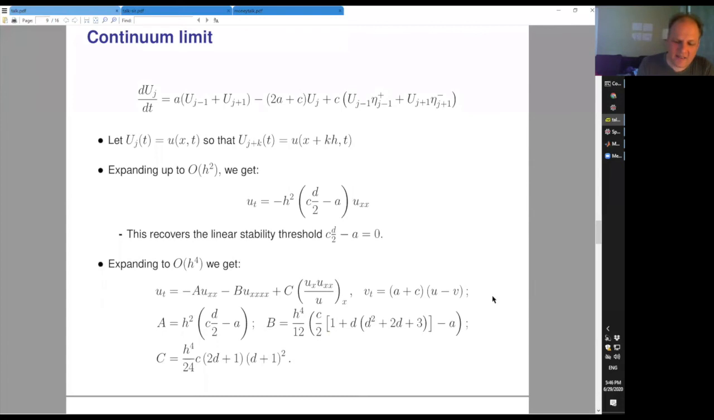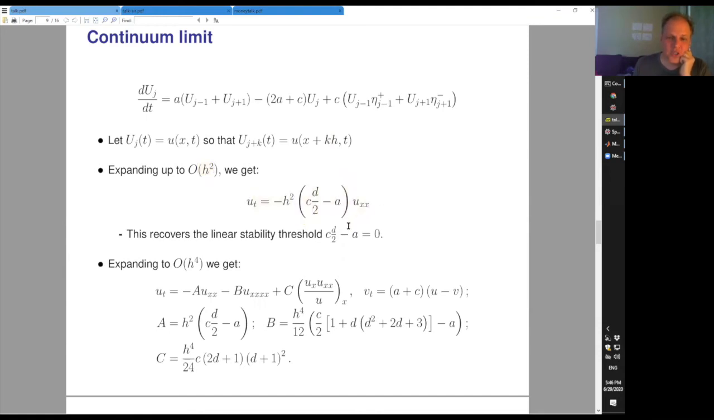Okay, so the next step is to look at the continuum limit. To do the continuum limit, we treat this as a difference discretization of some underlying PDE. In other words, we just expand in Taylor series. Let u_j equal u of x and t, and u_{j+k} is u of x plus k times h, where h is the spatial discretization. To leading order, expanding to order h squared, we just get the heat equation or the diffusion equation.